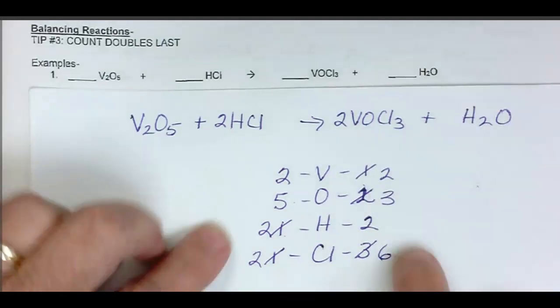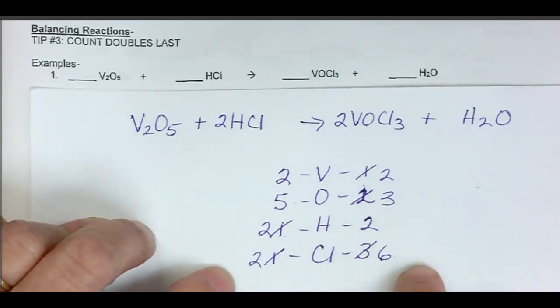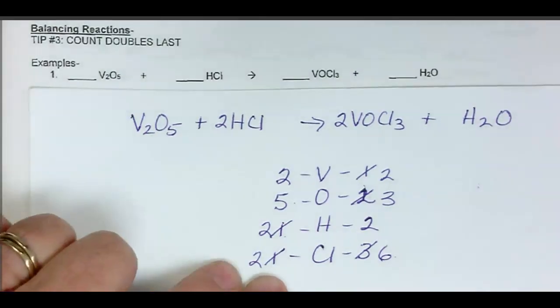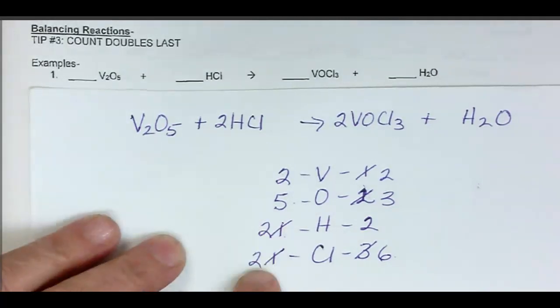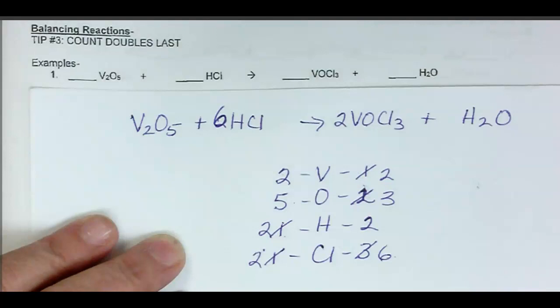So it looks like I've got vanadium and hydrogen fixed. Chlorine is still messed up here. Okay, so by putting that 2 on my hydrogen, it did not fix my chlorine at all. So I should have started with my chlorine versus my hydrogen. So let's just go back here to this 2. And I'm going to say I've got 6 chlorine. So let's put a 6 out here instead of a 2.